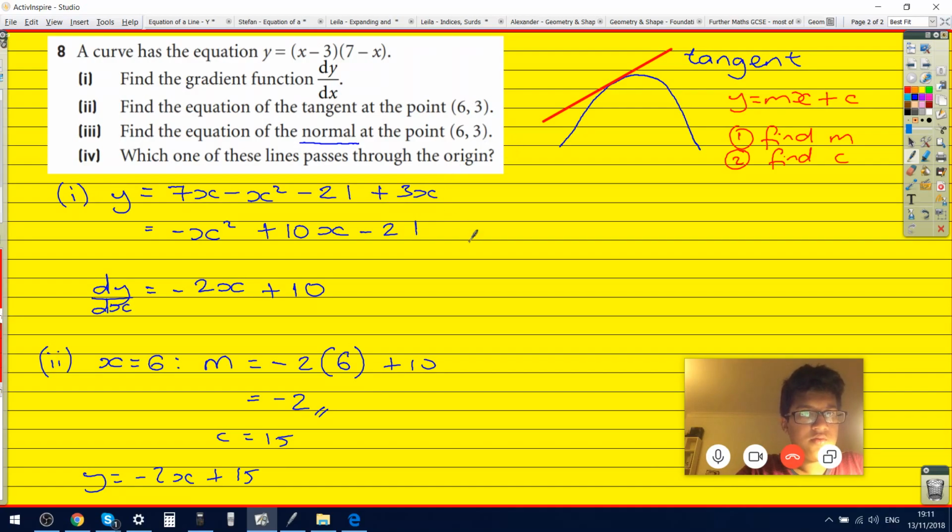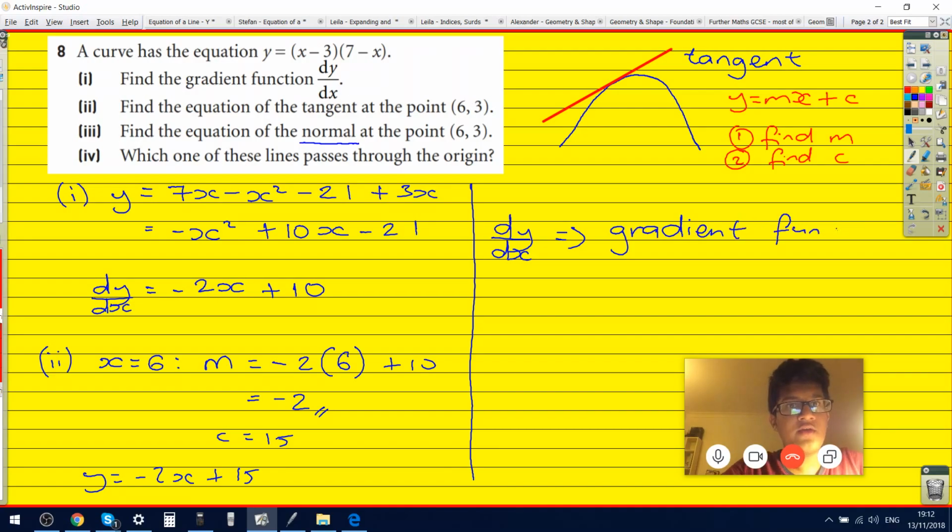In general, dy dx is called the gradient function. It's like a formula for finding the gradient of the curve at a point. So let's say, what is the gradient of this curve on the left side of it? What do you know about it? Do you mean the one you drew here? Yeah, that little sketch. What do you know about the gradient of the curve on the left side? The gradient is a -x squared.